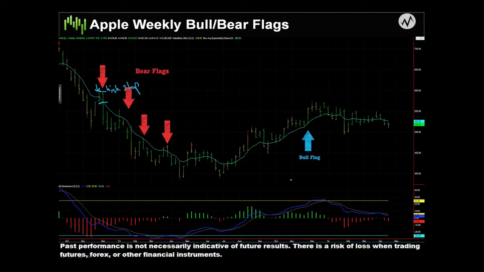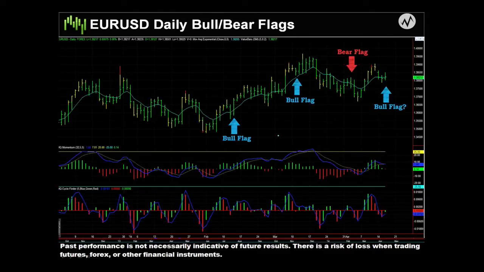All right, so let's take another look at one more example really quick, for the euro dollar, for bull and bear flags. First off, over here on the left, remember your divergences. High number 1, high number 2, H1, H2, significantly overvalued. So there's your entry.